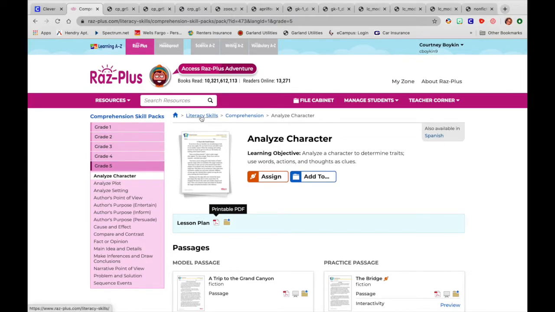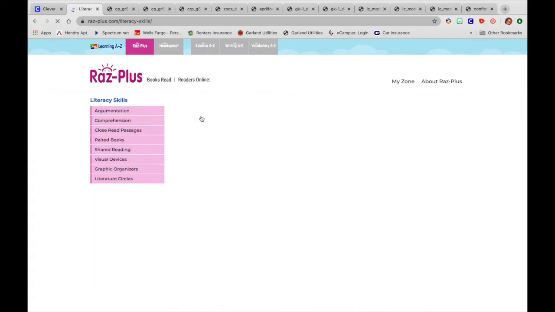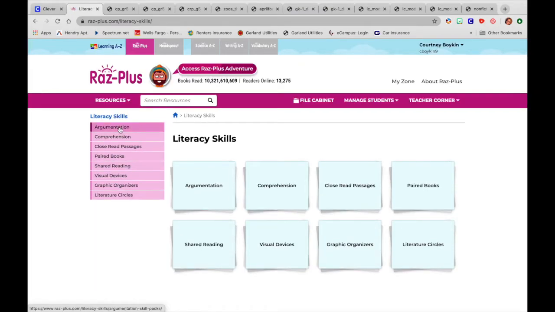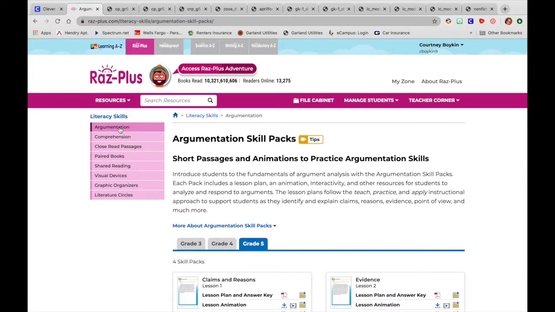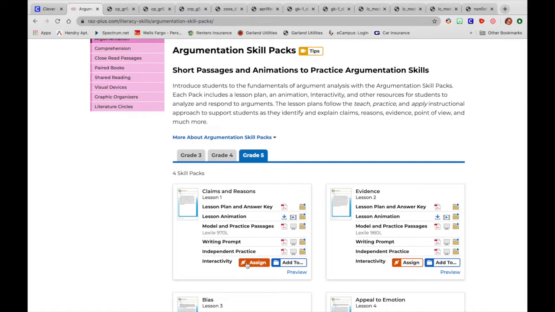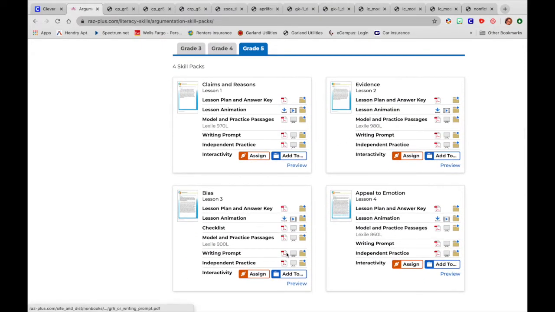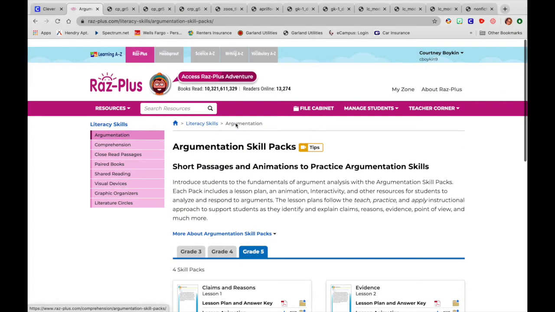Okay, now I'm going to go back to literary skills. I'm just going to click right here. And then if you're looking for argumentation, those argumentative passages, looking for the claims and the reasoning, the evidence, you'll notice that there's only grades 3, 4, and 5 because that is truly where you begin introducing that skill. And so same as always, you can assign it. You can add this to your filing cabinet. You have your downloads right here. And this one also comes with a lesson animation. And so you can also download your video and you can play it. There are only 4 lessons for this.